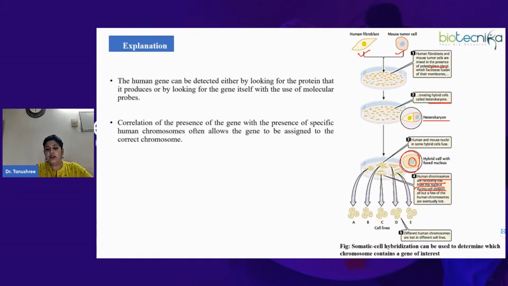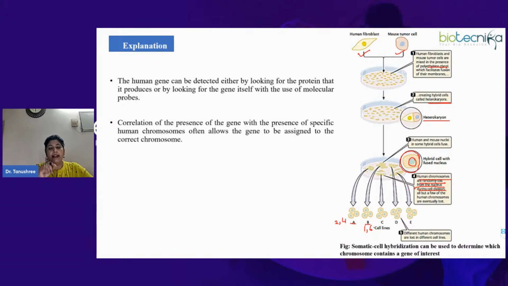And finally, like here you can see in the figure, we have A to E cell lines. So maybe in A cell line, chromosomes number 2 and 4 are lost. In B, maybe it's chromosomes 1 and 6 that are lost, right? And so on. So different human chromosomes are lost in different cell lines.